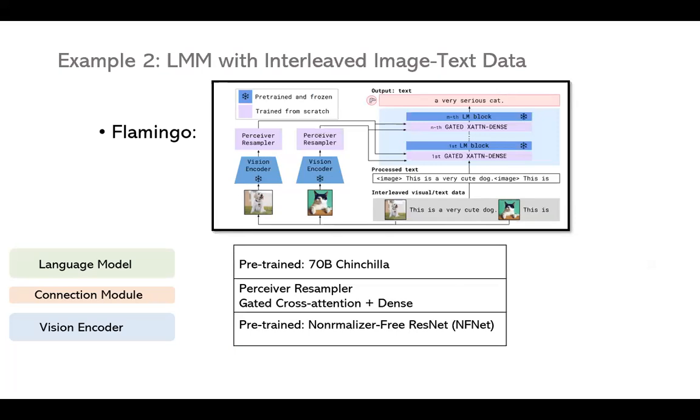As a second example, we also see the Flamingo model. This is a multi-model model that is trained on interleaved image text data. Similarly, the Flamingo model also uses a pre-trained vision encoder and a pre-trained language model, and keeps these two big models frozen. And they introduce a connection module, and there are two important modules in the connection module. One is a perceiver resampler. The main purpose is to reduce the computational complexity, and the other one is a gated cross attention layer plus a dense layer. The major goal is to stabilize training in the initial stage of the training.